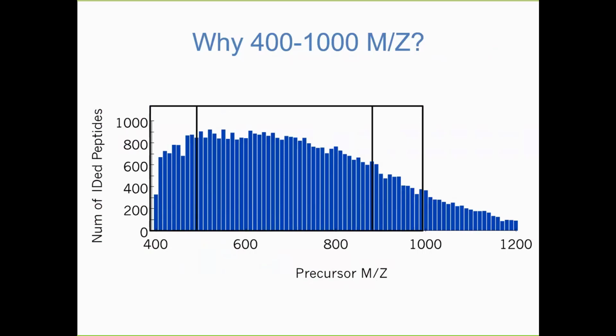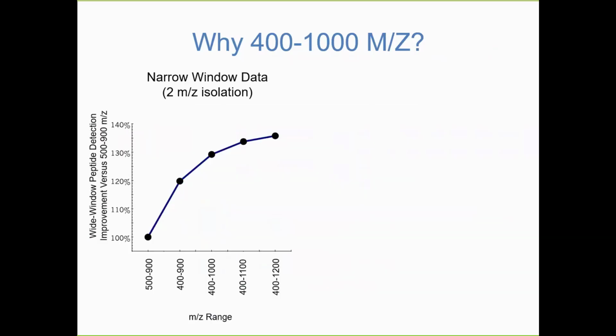That said, there might be some reasons why you might want to target from 400 to 900 or from 500 to 900 and try to optimize your detection rates in those ranges. To make this a little bit more concrete, if we're talking about narrow window DIA data, that's something that's analogous to DDA with 2 m/z wide isolation, and you increase the mass to charge range in this time, you actually get more peptides detected. So as you're going from 500 to 900 or 400 to 900 or 400 to 1,000, that increases all the way up to 400 to 1,200.